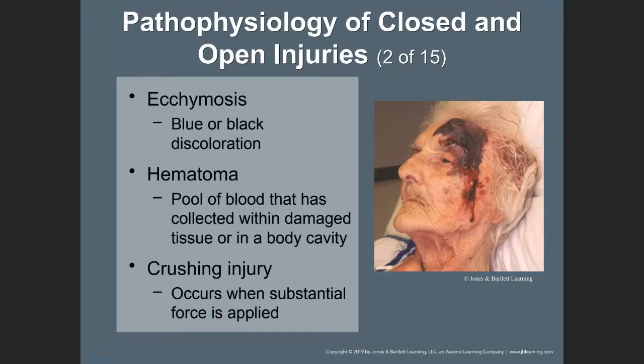So ecchymosis, blue or black discoloration, small vessels. Hematoma is a pool of blood that has collected within damaged tissue or in a body cavity. Crushing injury occurs when substantial force is applied to an area of the body.